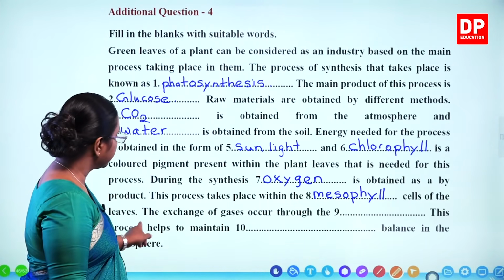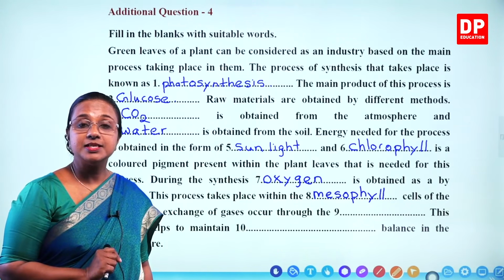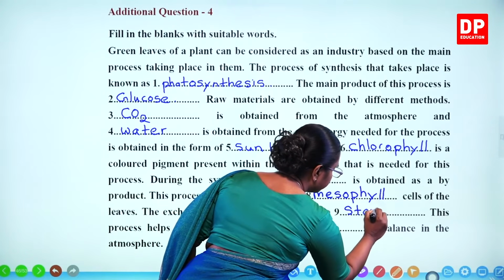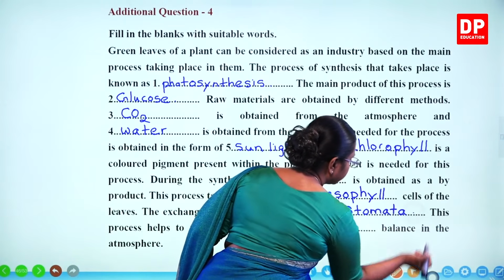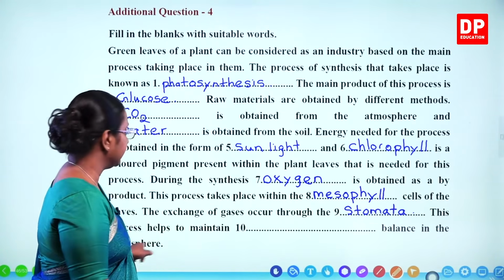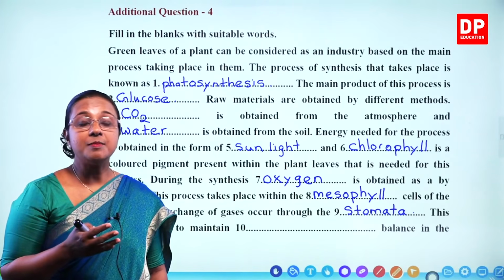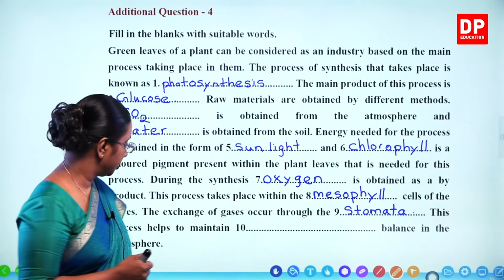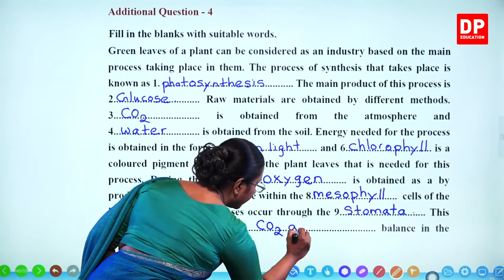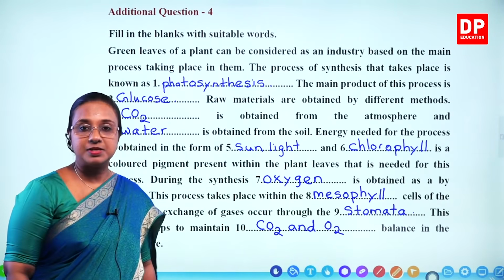Cells of the leaves. The exchange of gases occurs through the, what is the opening present in leaves? Stomata. This process helps to maintain balance in the atmosphere. What balance? The balance between carbon dioxide and oxygen. So to maintain carbon dioxide and oxygen balance in the atmosphere.